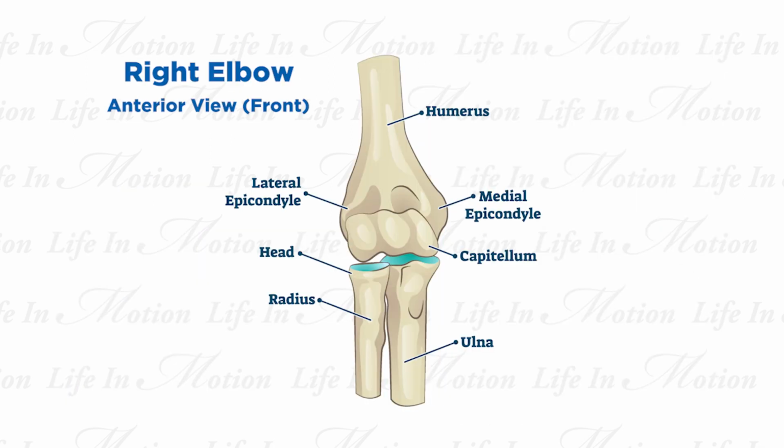One thing we glossed over is that the medial side is the pinky side of the elbow, and the lateral side is the thumb side of the elbow. We talked about lateral epicondylitis, which involves the bony prominence on the outer side of the elbow, and medial epicondylitis is the bony prominence on the pinky side, or the inner side, of the elbow.